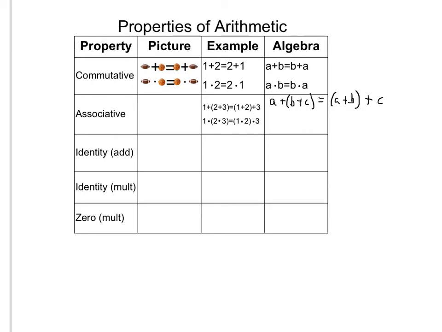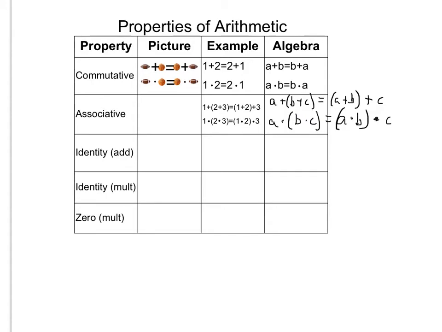Associative is A times any other two numbers, B times C, if I do these two numbers in the group first, is equal to multiplying A times B first, and then multiplying by C afterwards. Okay? So that's what the associative property is. If I take B plus C and then add A to it, okay, I still get the same thing if I add the first two parts first.